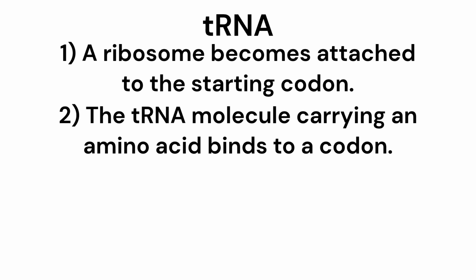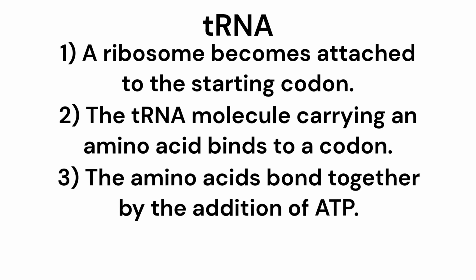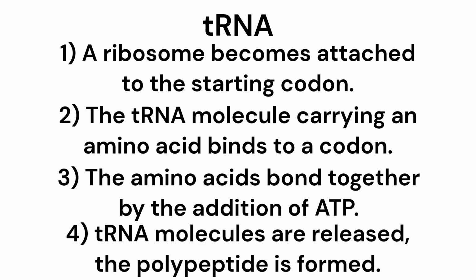The amino acids on the tRNA are then joined together by a peptide bond, using ATP. The first tRNA molecule is released from the amino acid. This repeats up the chain until a stop codon is reached and the polypeptide is released.